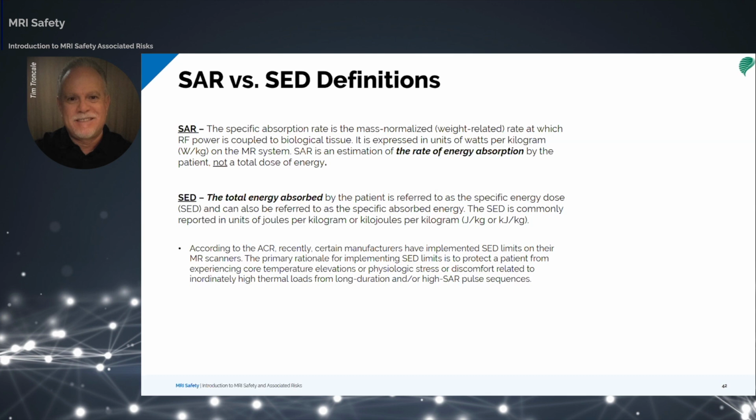SED is the total dose of energy absorbed and is referred to as the specific energy dose, and can also be referred to as the specific absorbed energy. The SED is commonly reported in units of joules per kilogram or kilojoules per kilogram. According to the ACR, recently certain manufacturers have started to implement SED limits on their scanners. The primary rationale for this is to protect patients from elevating core temperatures or physiological stress, discomfort related to high thermal loads and long duration or high pulse SAR pulse sequences.